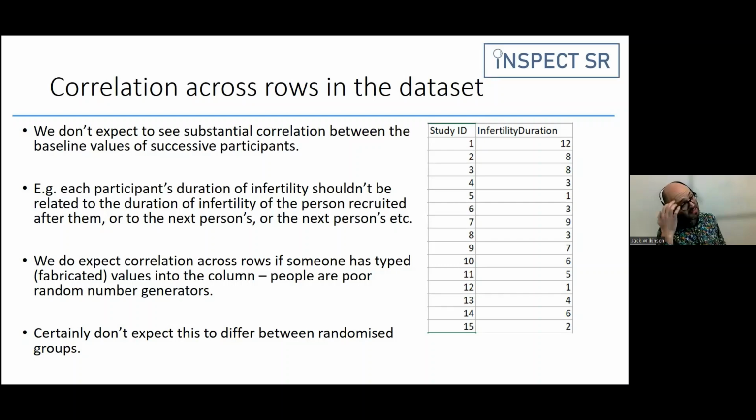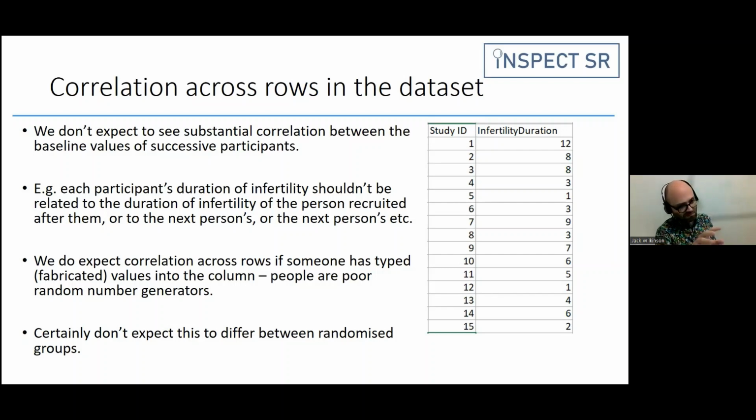Another thing we might consider is whether there is correlation across rows in the data set. The idea here is that you don't really expect to see substantial correlation between the baseline values of successive participants recruited to the study. For example, one participant's duration of infertility shouldn't be related to the duration of infertility of the person recruited after them, or the person recruited after them, or the next persons, and so on.